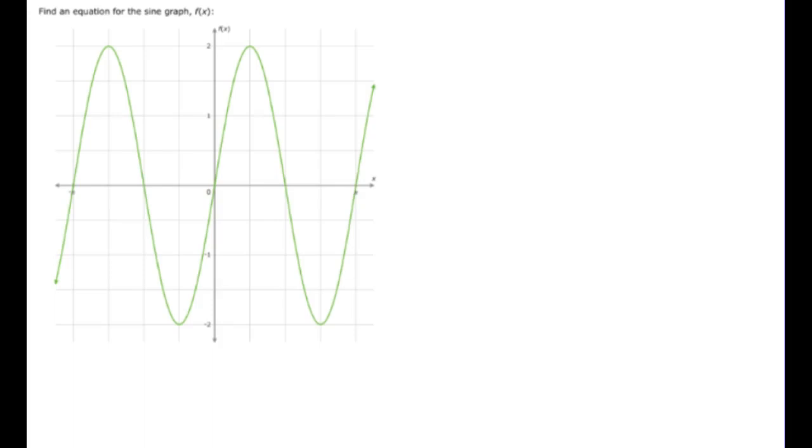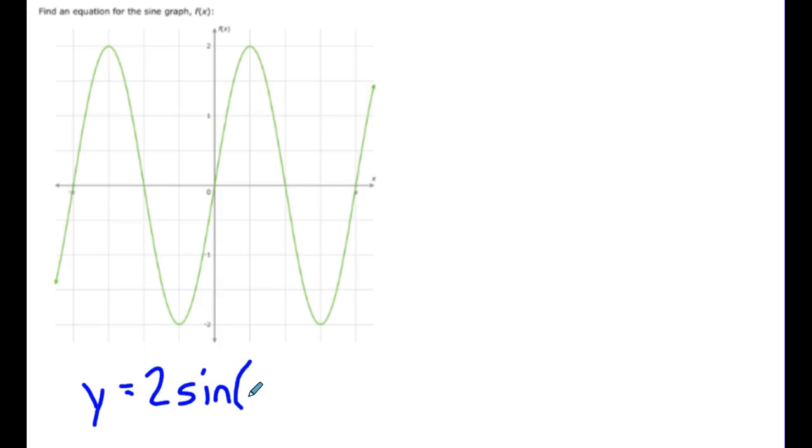Starting out, the first thing that we can quickly identify is the amplitude. Our midline is the x-axis. So from the x-axis, we're going to a maximum of 2 and a minimum of -2. To go from this midline to the maximum is 2 units, or to go from the midline to the minimum is 2 units. Thus, the amplitude is 2. So starting out our equation, we have y is equal to 2 times sine.